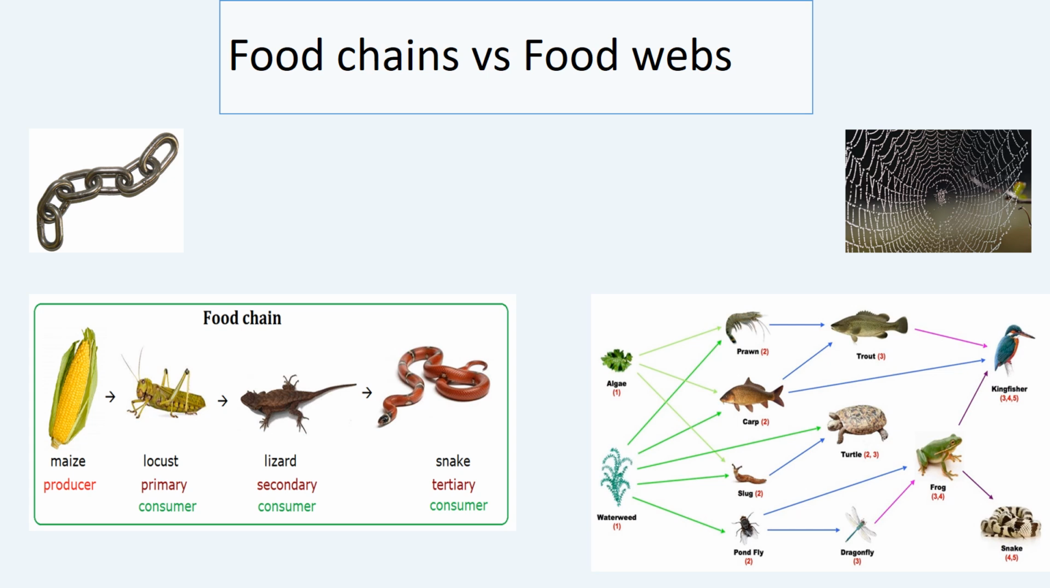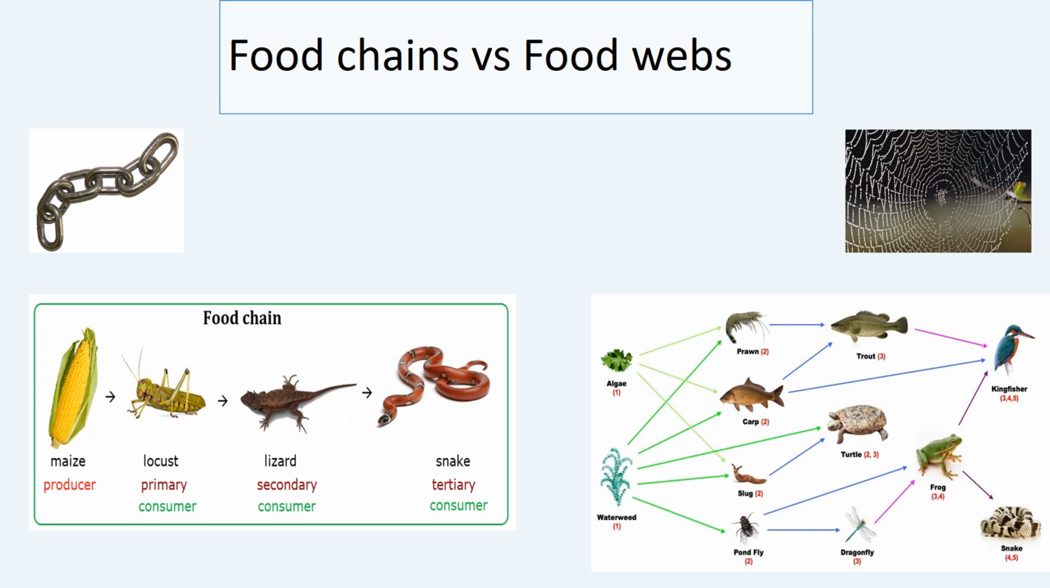So in this example, you've got the algae in the top left-hand corner. And algae, of course, isn't just eaten by one creature. In this case, it'll be in a pond. It could be eaten by prawns, carp, and slugs. So all three. Equally, if you look at the prawn, for example, a prawn won't just eat algae. It'll also eat other things. In this case, it would be waterweed.